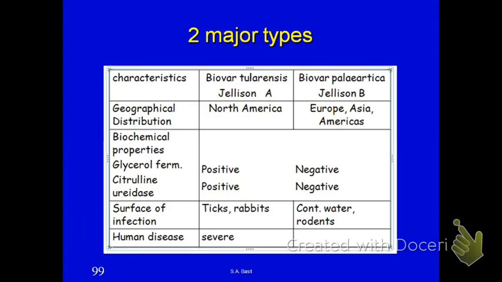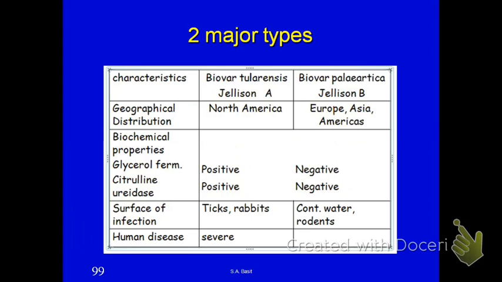Jellison A is mostly isolated in North America, whereas Jellison B is mostly isolated in Europe, Asia, and other parts of the Americas. In terms of biochemical properties, Jellison A could ferment glycerol and has citrulline ureidase. The main source of infection of Jellison A would be ticks and rabbits. In terms of severity of the disease, Jellison A is more severe.